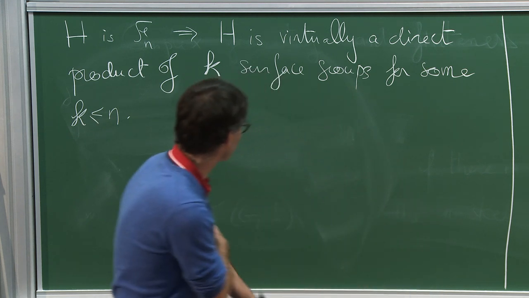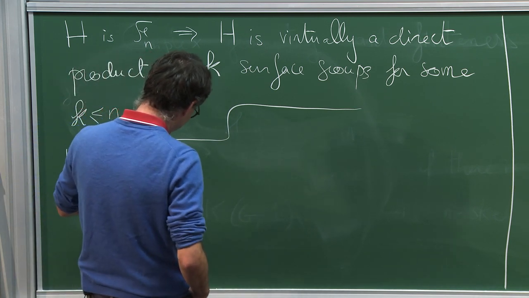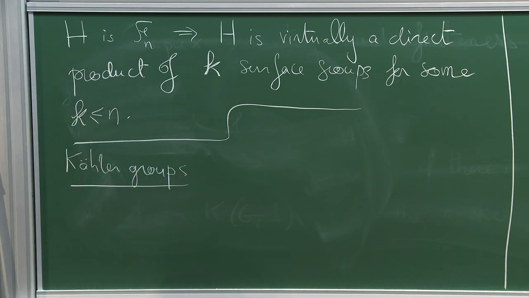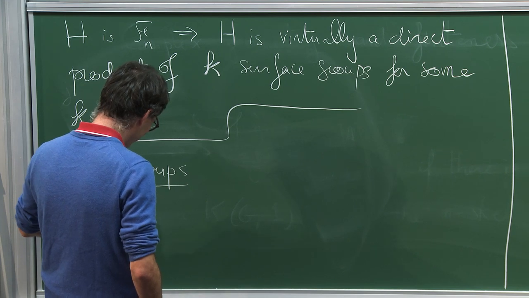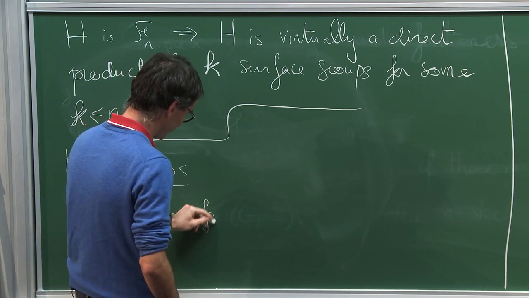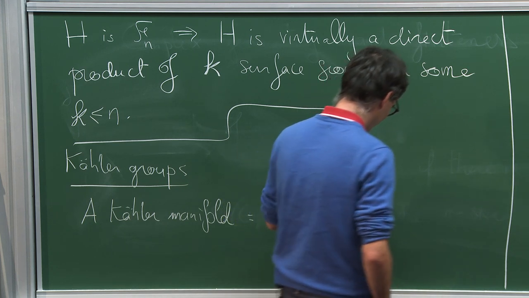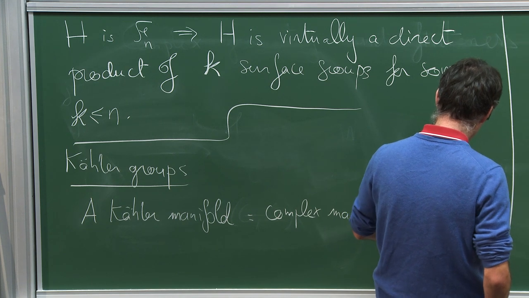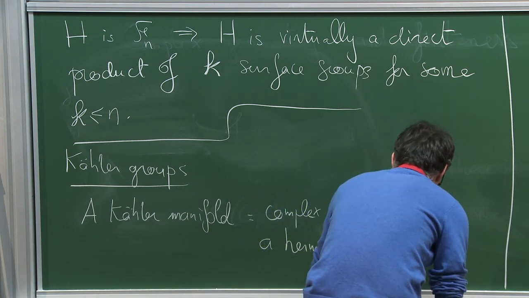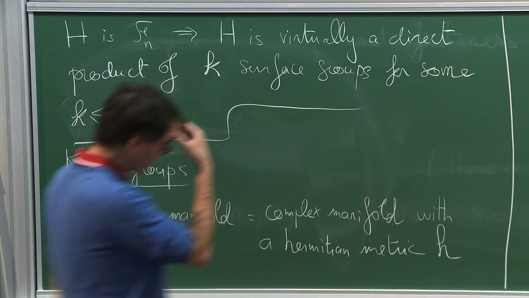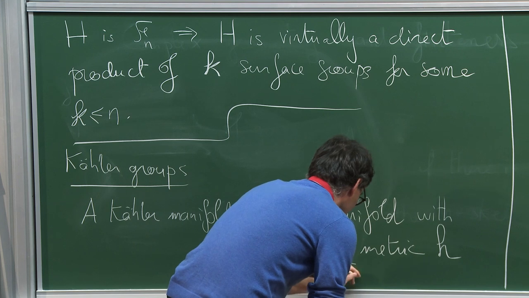Okay, so now, what about Kähler groups? So what is a Kähler group? Or what is a Kähler manifold, maybe first? So a Kähler manifold, just to give the definition once. It's a closed complex manifold with a metric which is compatible with the complex structure in some sense. So with a Hermitian metric, when you have a Hermitian metric on a complex manifold, its imaginary part is a two-form, and you want this two-form to be closed, okay?